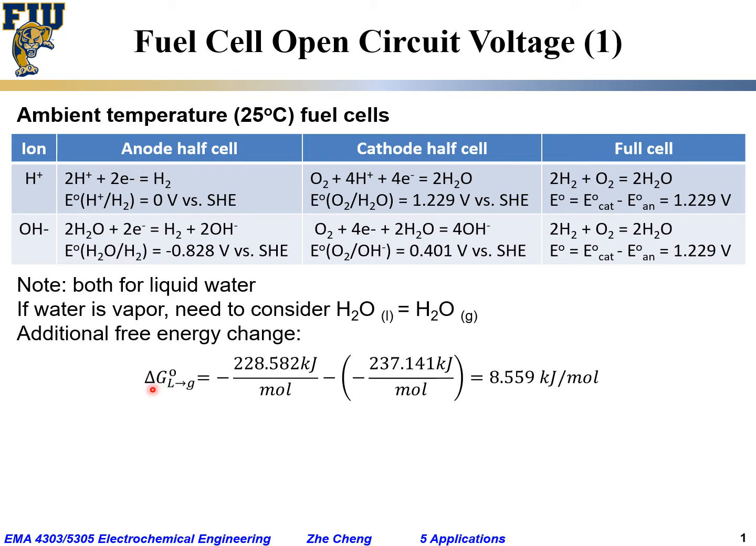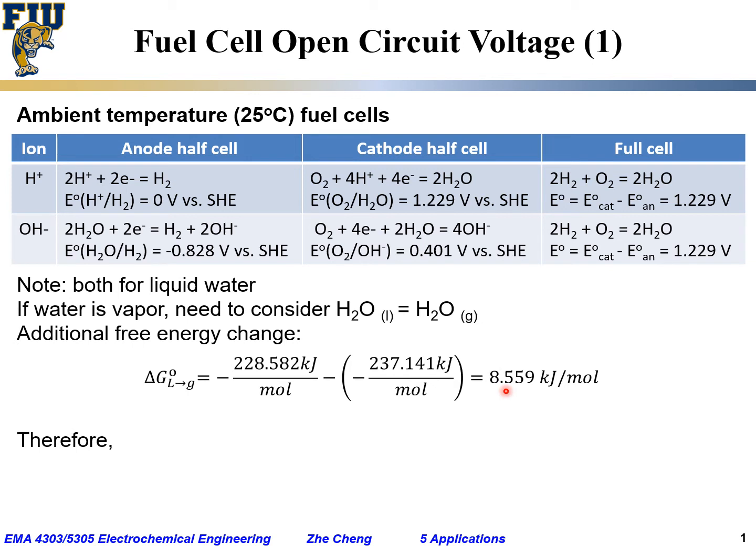G stands for Gibbs free energy, delta means change. This naught or 0 means standard state. The Gibbs free energy change would be the formation energy for the gas phase minus formation energy for the liquid phase, and then we would end up with a number of 8.559 kilojoule per mole. That will be the free energy change from liquid to gas in the standard state, for liquid water under 1 atmosphere into 1 atmosphere of water vapor.